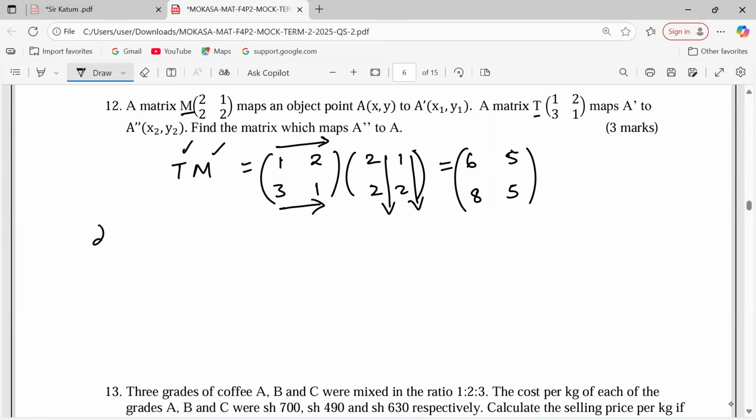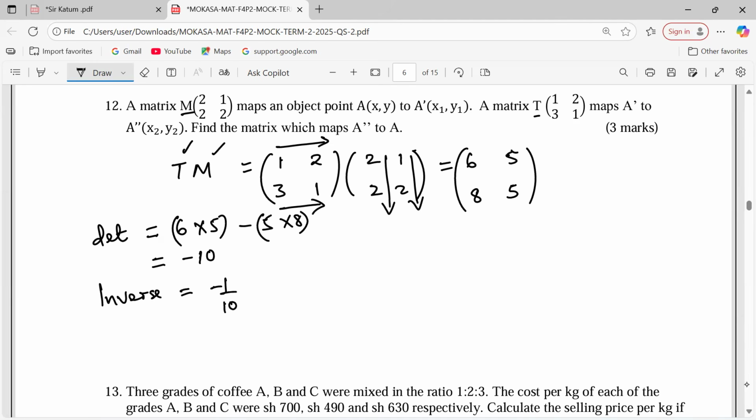We first get the determinant. The determinant shall be 6 by 5. That is the product of the elements in the leading diagonal, the main diagonal, the principal diagonal, minus the product of the elements in the other diagonal, 5 by 8. So 30 minus 40 gives us negative 10. That is the determinant. So for us to get the inverse, we need to divide everything by negative 10.